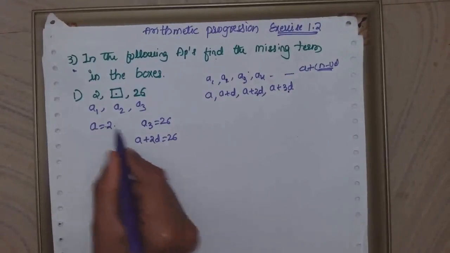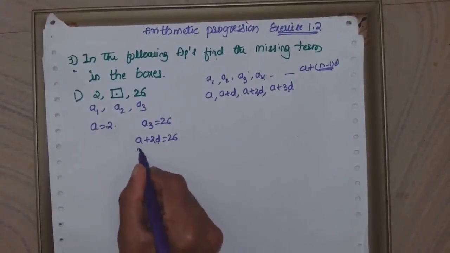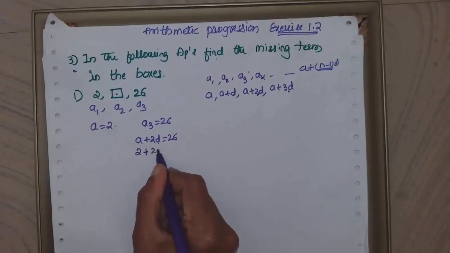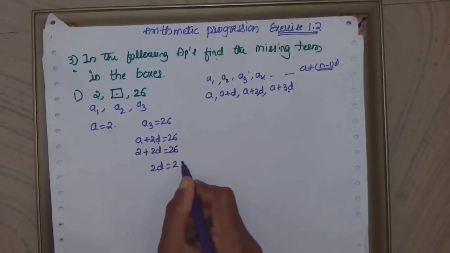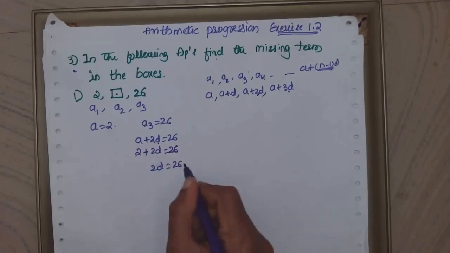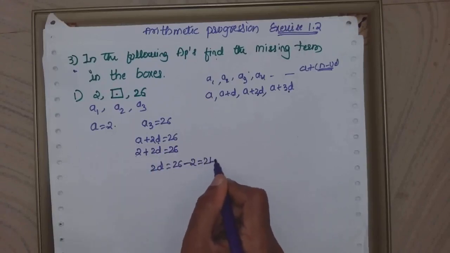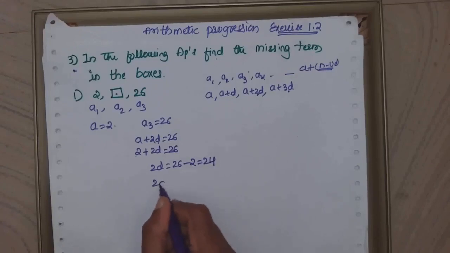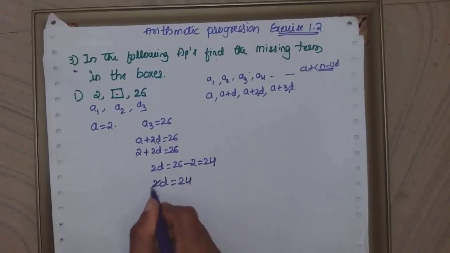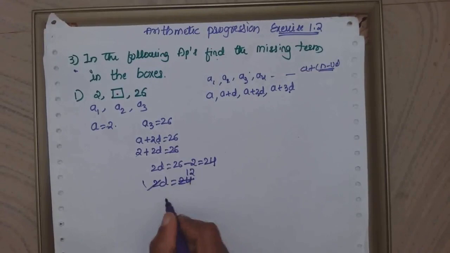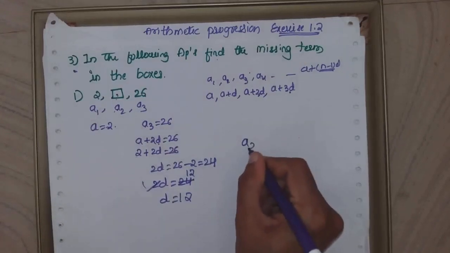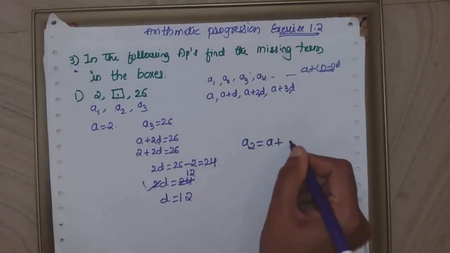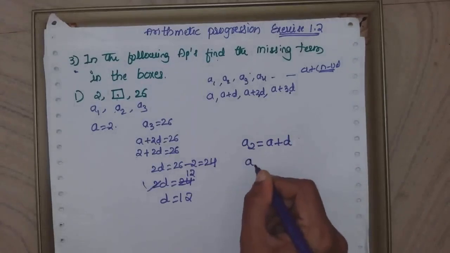So here, now a is 2. I substitute in this: 2 plus 2d equals 26. This plus 2 becomes minus 2, so 2d equals 24. 2 ones are 2, 2 twelves are 24. d equals 12. Yes, now we can find out a2. a2 is a plus d.